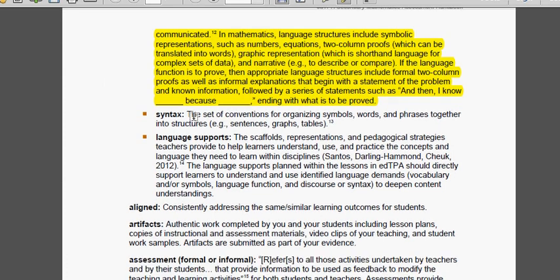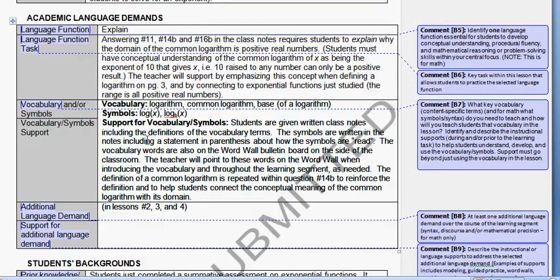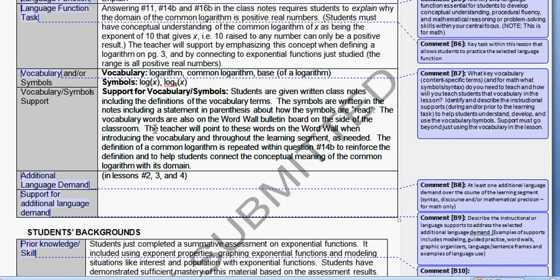And again, you can read some of these other things. So for syntax, it's the set of conventions for organizing symbols, words, and phrases together into structures. So that would be another potential academic language demand that you could fill out. So what you're going to be looking for, and let me give you an example. In fact, for lesson plan 1 in my learning segment, I actually don't have an additional language support, but I do have one in lessons 2, 3, and 4 of my learning segment.